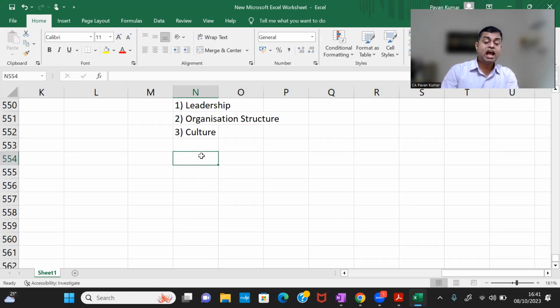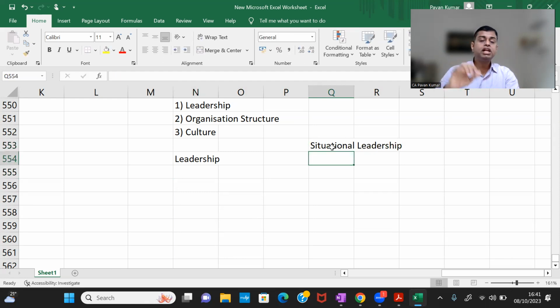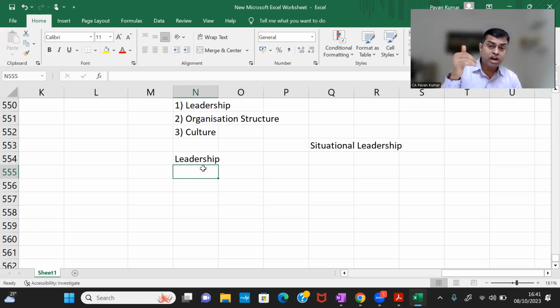In leadership, we have so many types, so many styles of leadership. There are maybe 10-15 different styles. The best leadership style is something called situational leadership. Situational leadership style means based on the situation, what you are supposed to do. But traditionally, theoretically, there are two different leadership styles, even included in the ICAI syllabus.